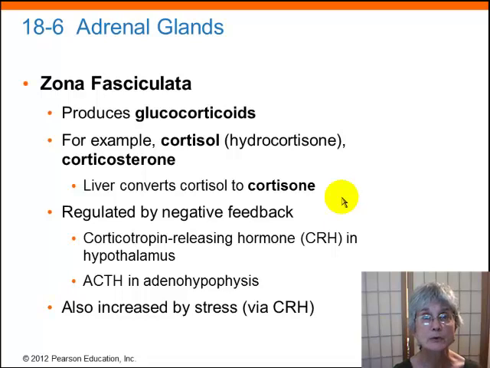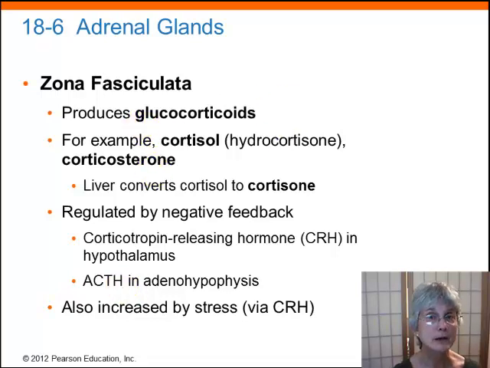These hormones are for the most part regulated by negative feedback, and we talked about this before when we were talking about the role of the hypothalamus in the anterior pituitary. Remember that the hypothalamus secretes releasing hormones. Corticotropin releasing hormone stimulates the anterior pituitary, or adenohypophysis, to secrete adrenocorticotropic hormone, ACTH, and ACTH travels through the blood from the pituitary. When it gets to the adrenal cortex, it stimulates the secretion of these glucocorticoid hormones.